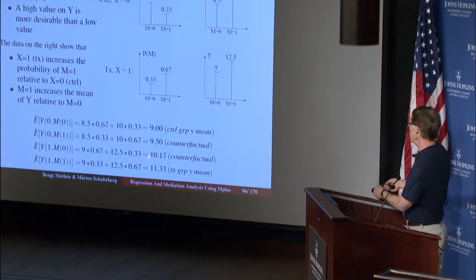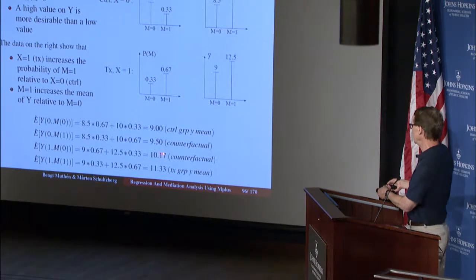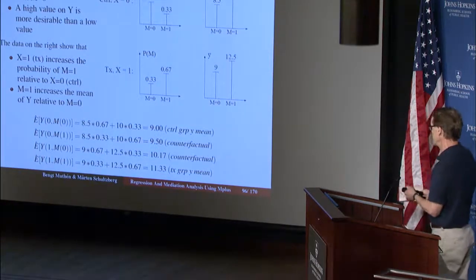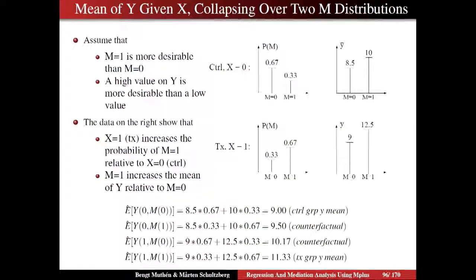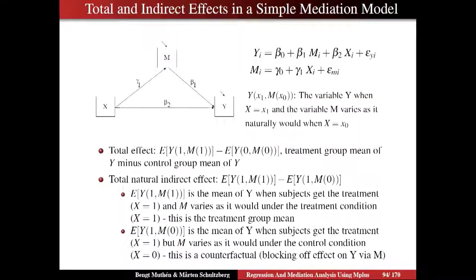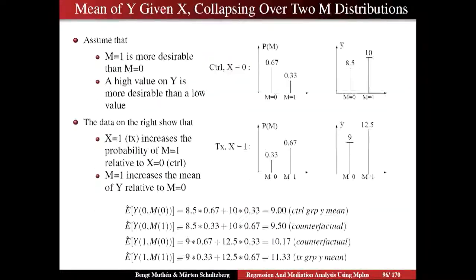Collapsing over M to get the mean of Y for a certain value of X. So there you have that counterfactual again. That's the 1, 0 term, which you looked at up here, whereas this is the very easily understandable treatment group mean term. So you have the treatment group mean, it's a real event, and you have the counterfactual. I'm just looking at 2 of the 4 here to point to the indirect effect. This is clearly something you want to sit down with in an easy chair and work your way through.